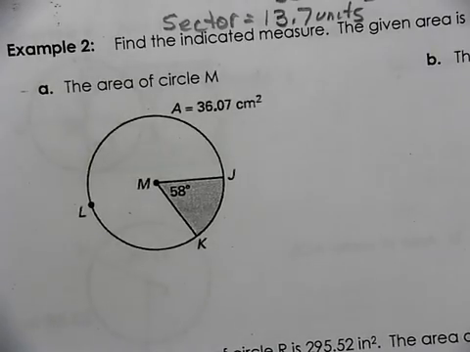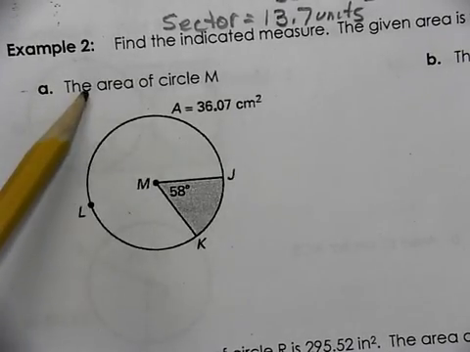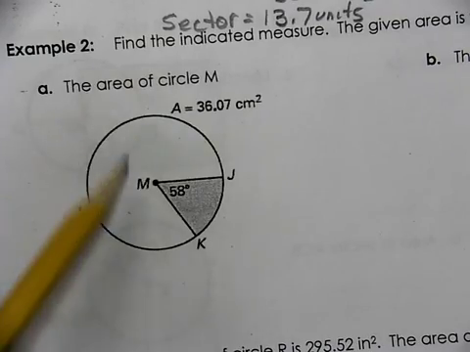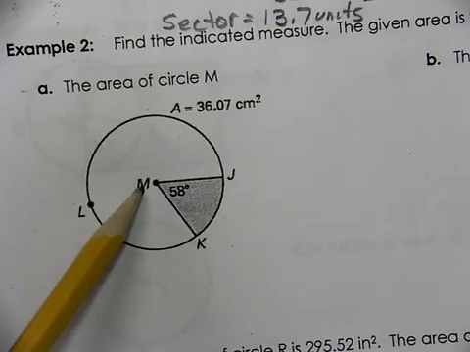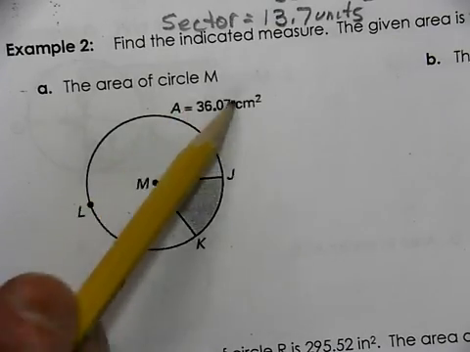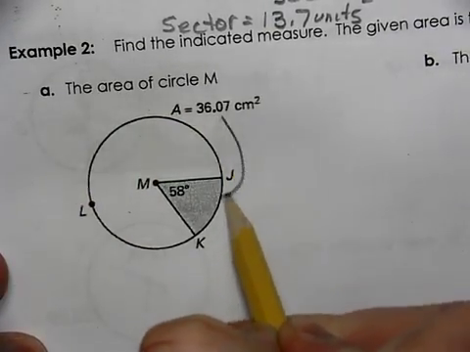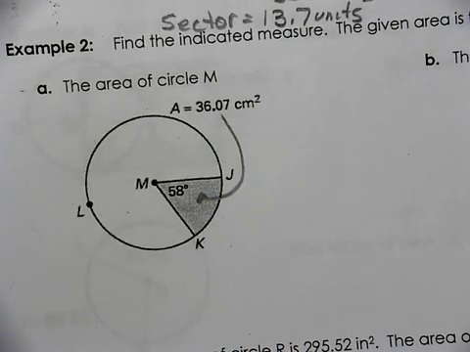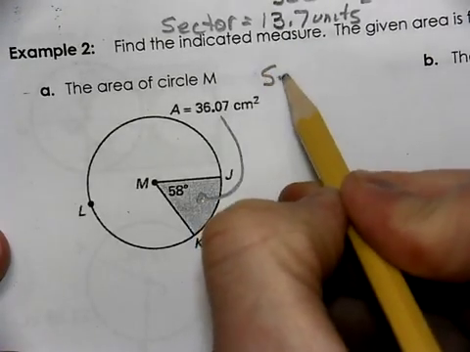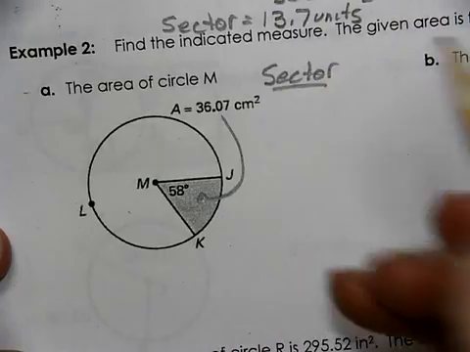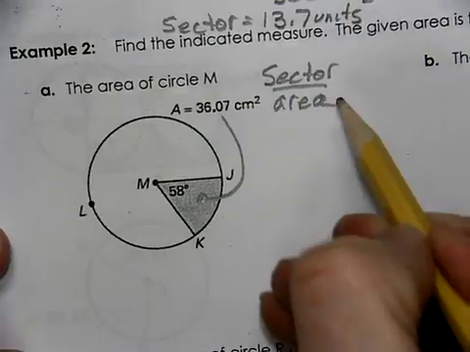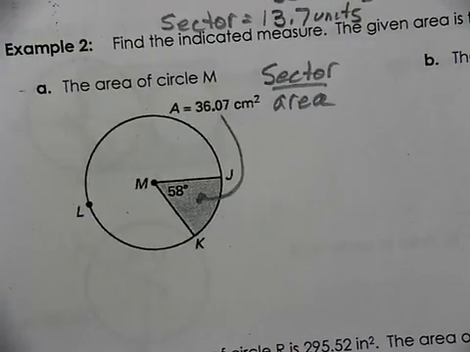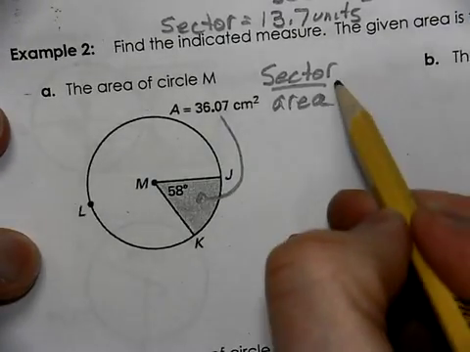For this example number 2, we're looking for the area of the circle. Circle M, that tells us that that's the center letter of the circle that we're working with. The area that they refer to here is the area of our sector. We're going to use the same formula, sector over area. You can use a capital A, you can use an X, write the word area. You could even write pi r squared if you wanted to.